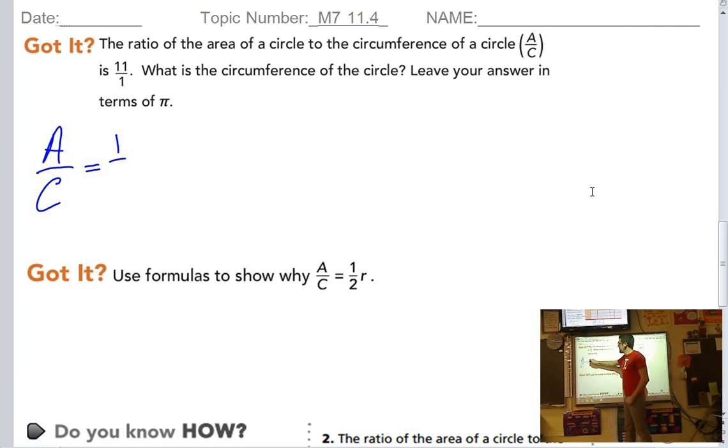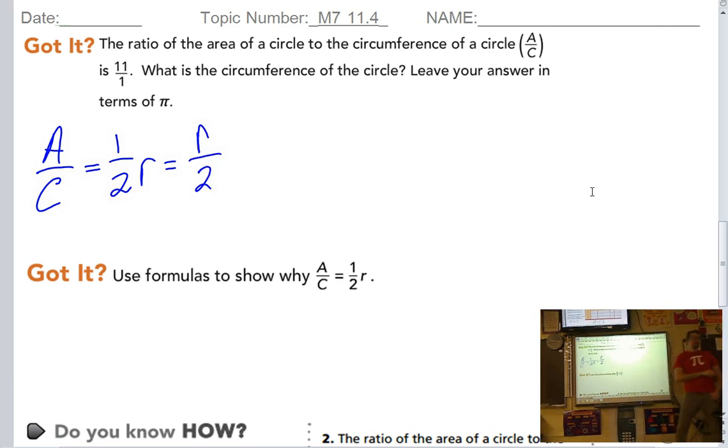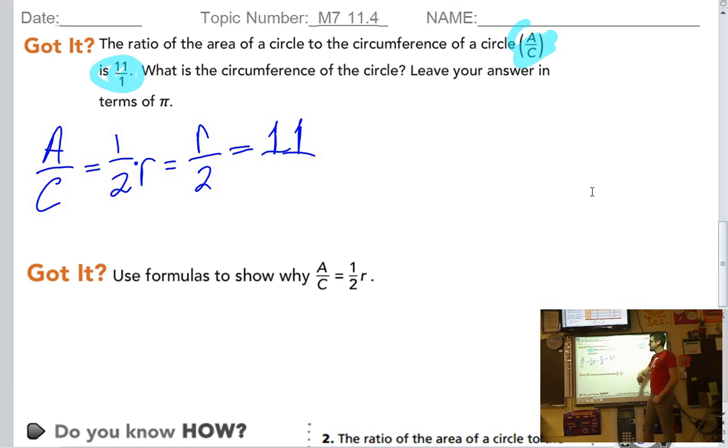Half the radius. So we could either say half the radius, or we could say radius divided by 2. These are the same thing. Half of the radius, so 1/2 times the radius, or radius divided by 2 are the same thing. So they then tell us that ratio is 11. So we can then just say, okay, this is 11. What's that really tell me?